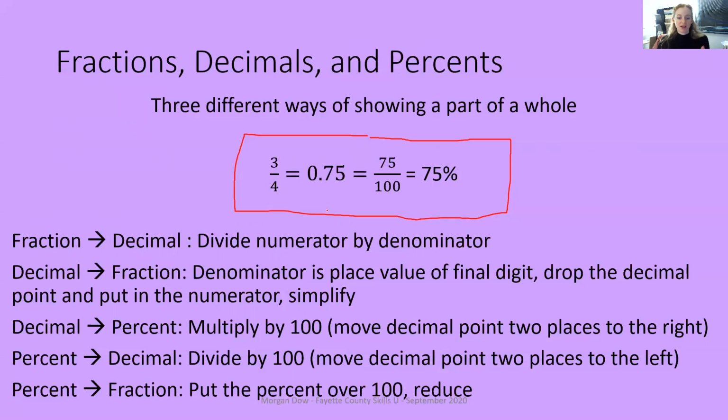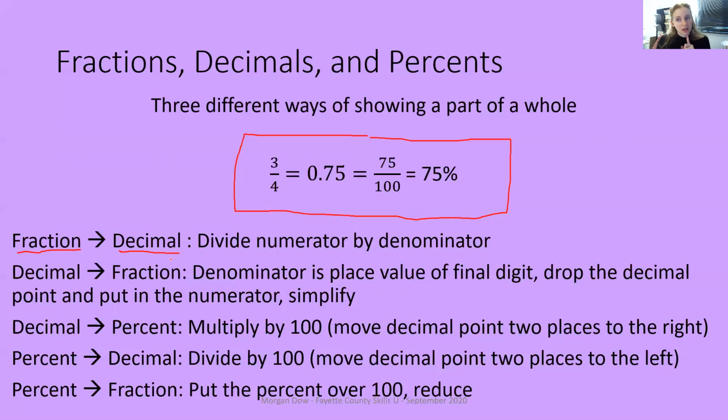So that's what we're going to practice first today. We're going to practice converting between these different types of numbers. On the screen here, I have written out the processes for converting between the different types of numbers. So let's start with the first one here. Let's say we have a fraction and we want to take that fraction and change it into a decimal.